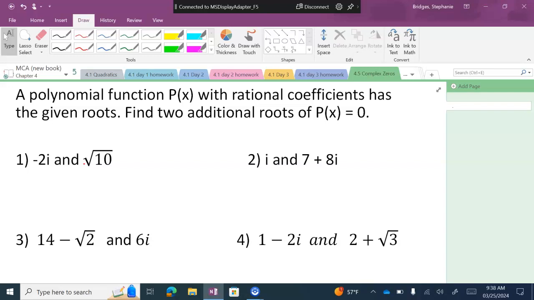It won't be like that always. Sometimes there will only be one other solution. Sometimes there will be multiple other solutions. And I'll show you an example of what those would look like in your homework in just a couple of minutes.